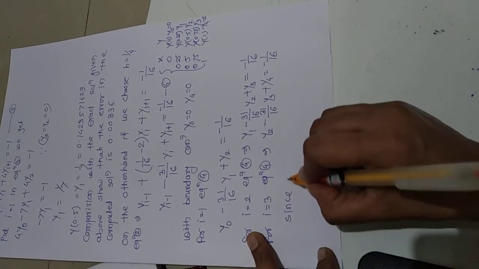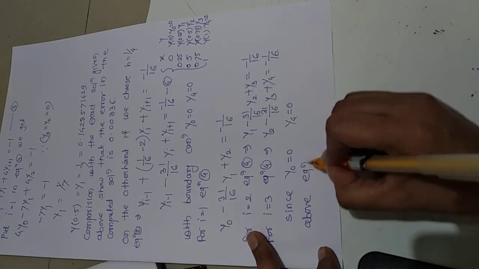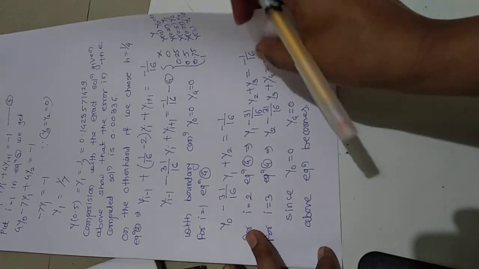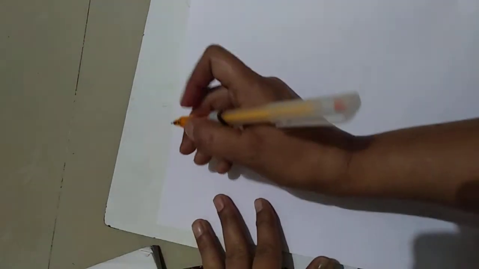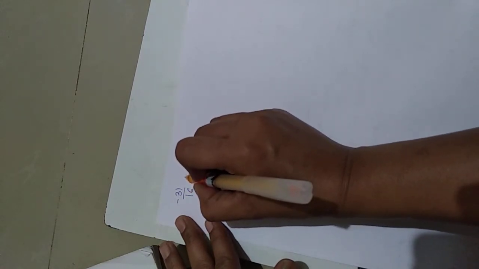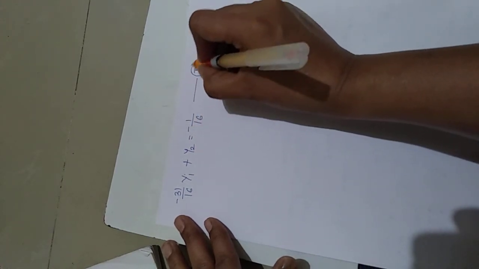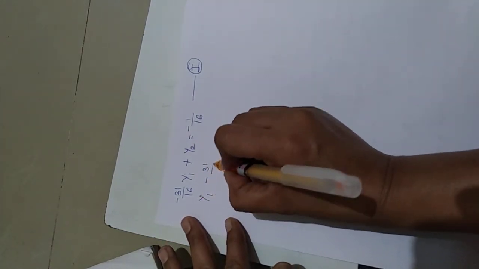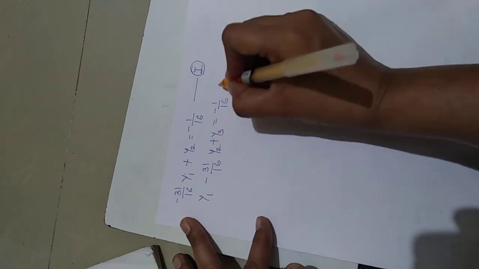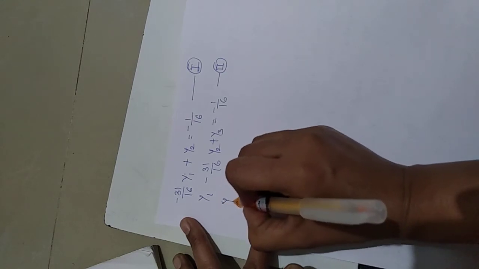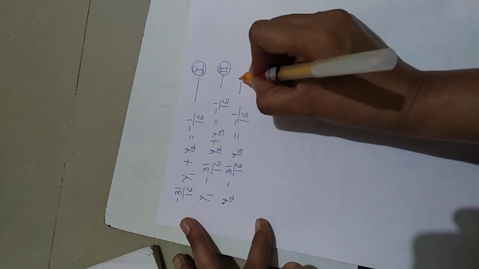Since y0 is equal to 0 and y4 is equal to 0, the above equations become minus 31 upon 16 y1 plus y2 is equal to minus 1 by 16, that is equation first, and y1 minus 31 by 16 y2 plus y3 is equal to minus 1 by 16, that is equation second, and y2 minus 31 by 16 y3 is equal to minus 1 by 16, that is equation third.